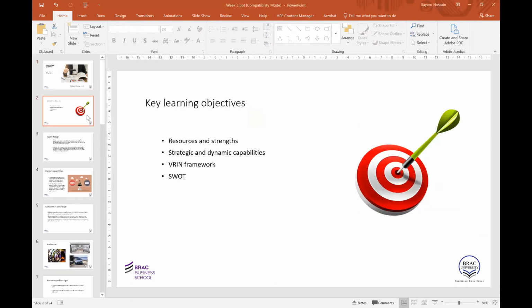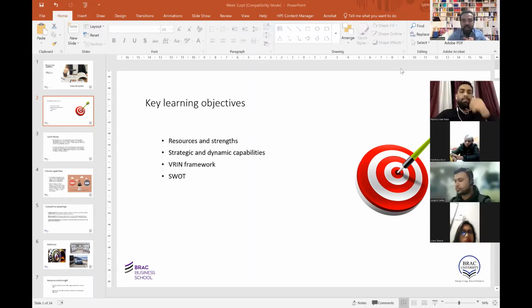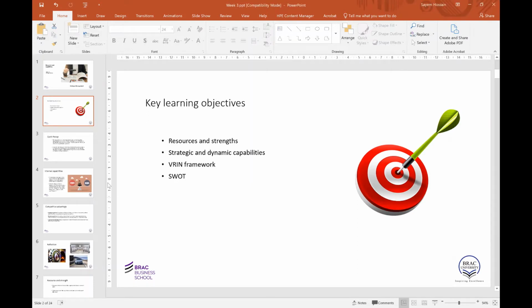So our main learning objectives today would be to look into the resources and strengths. We will look into strategic and dynamic capabilities, and talk about a very useful framework like VRIN, also known as the VRIO framework. This will be another very useful tool when it comes to the discussion of strategy. We'll talk about SWOT analysis, and we'll also look into some practical examples. And please feel free to interrupt me and raise questions at any point. If you have any, I'm more than happy to respond to your questions.